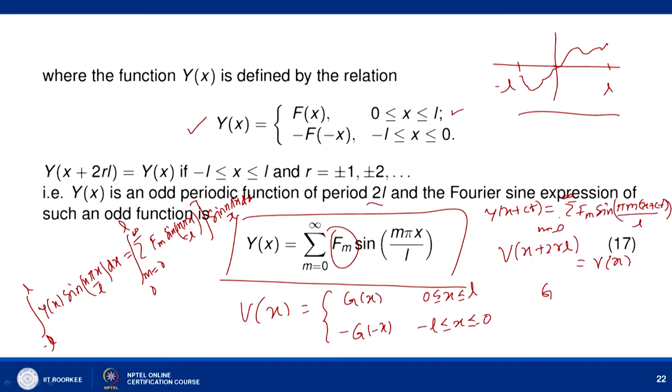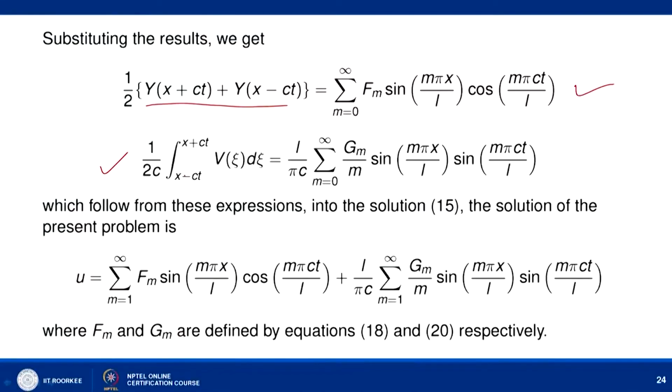Similarly, you can write y of x minus c t and then you simplify. Then you can use the sin of A plus B plus sin of A minus B formula, and you can get the series differential like this. So, we have this part, we have this part. So, we can write down our solution u x t as sum over m equal to 1 to infinity f m sin m pi x by L cos of m pi c t by L. This corresponds to 1 by 2 y of x plus c t plus y of x minus c t, and then corresponding to the integral part 1 upon 2 c, integral from x minus c t to x plus c t of v z d z, we can write down this expression and we have this.